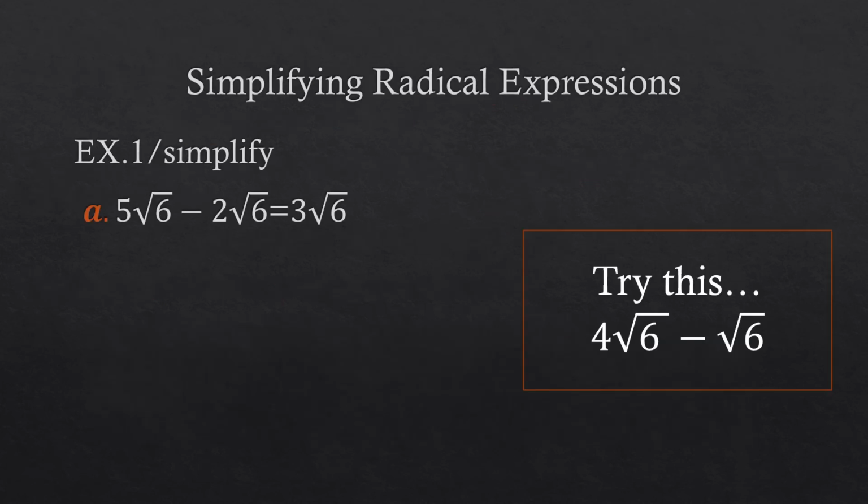Okay, student, open page 39. We have example 1, simplifying radical expressions. Example 1, simplify part a: 5 square root of 6 minus 2 square root of 6. The square root of 6 and the square root of 6 are the same, so it will be 1 square root of 6, and you will subtract 5 minus 2, which will be 3. 3 square root of 6.